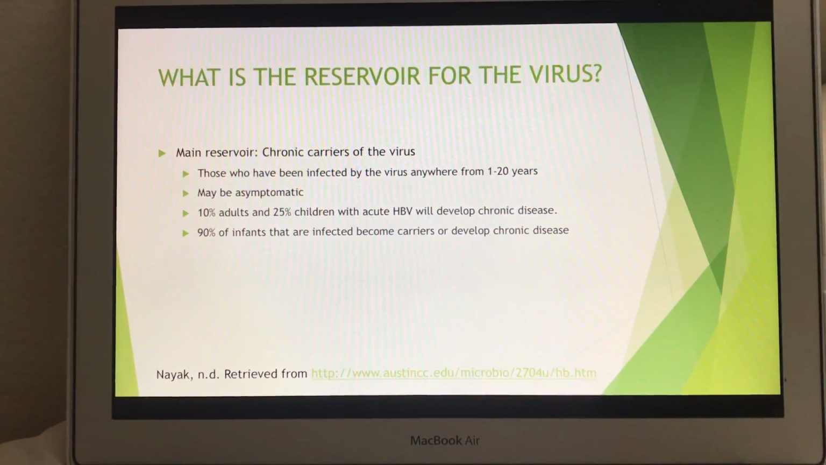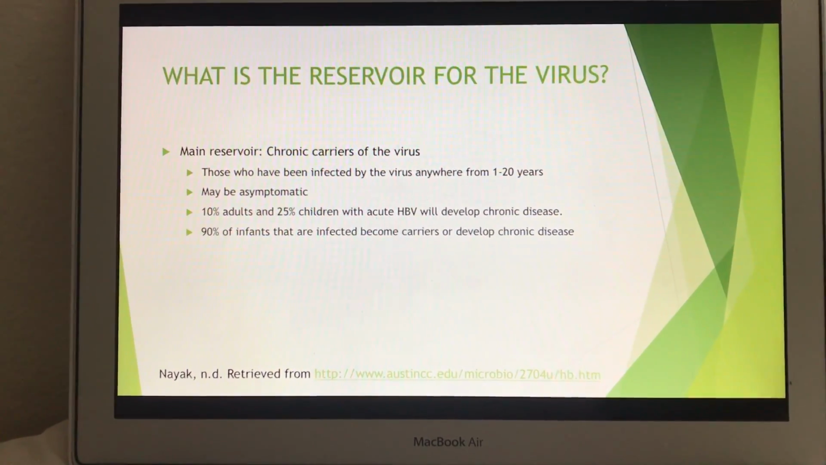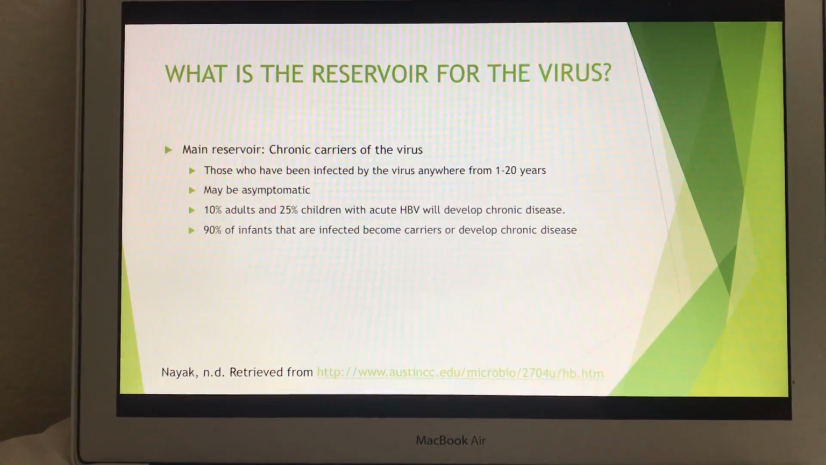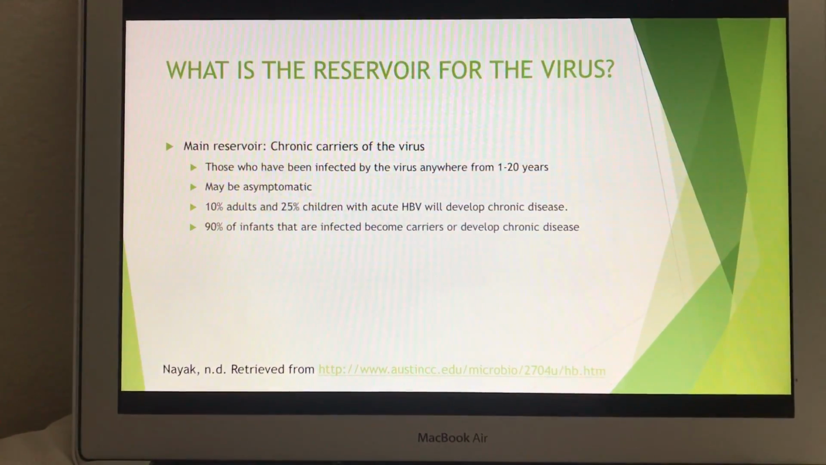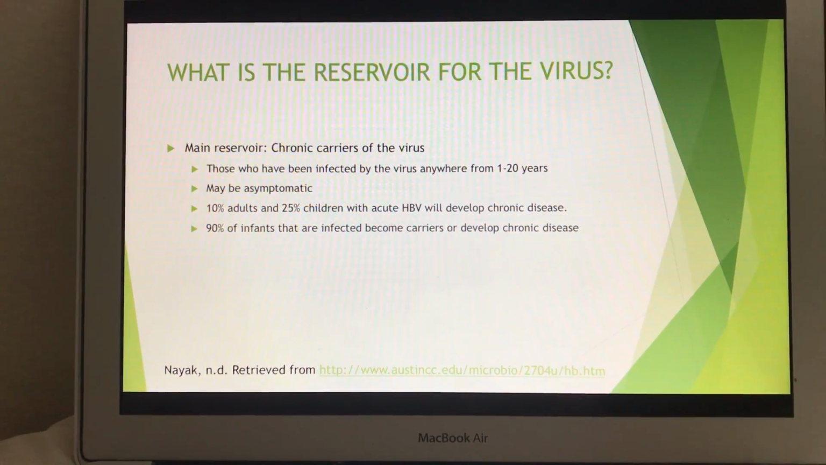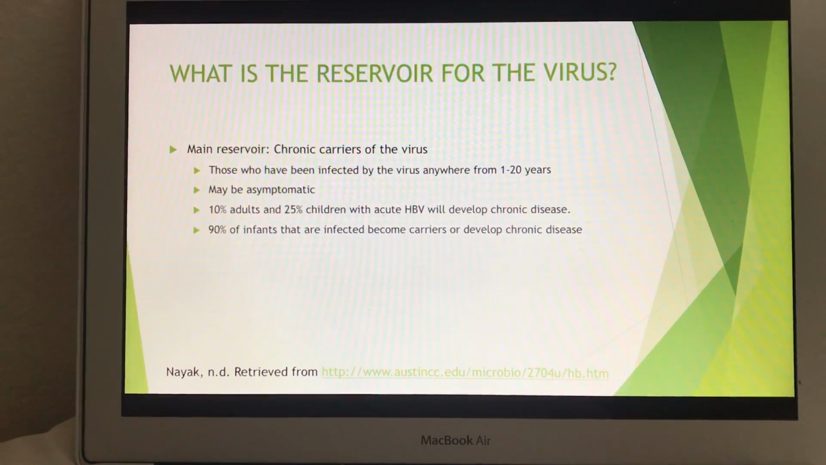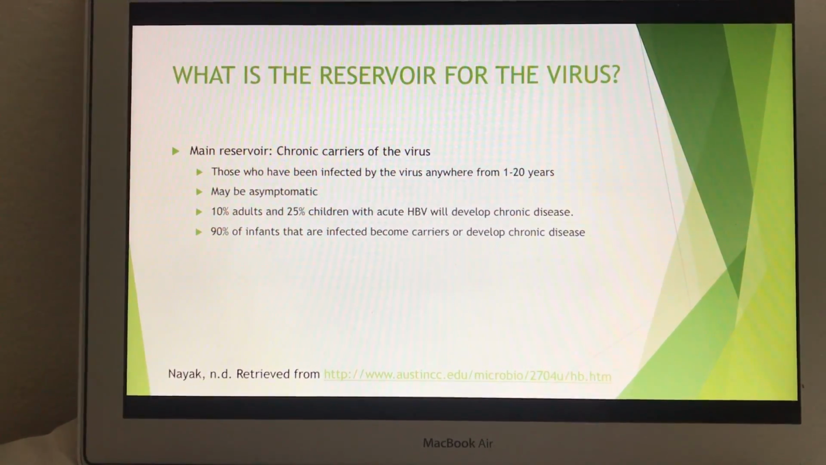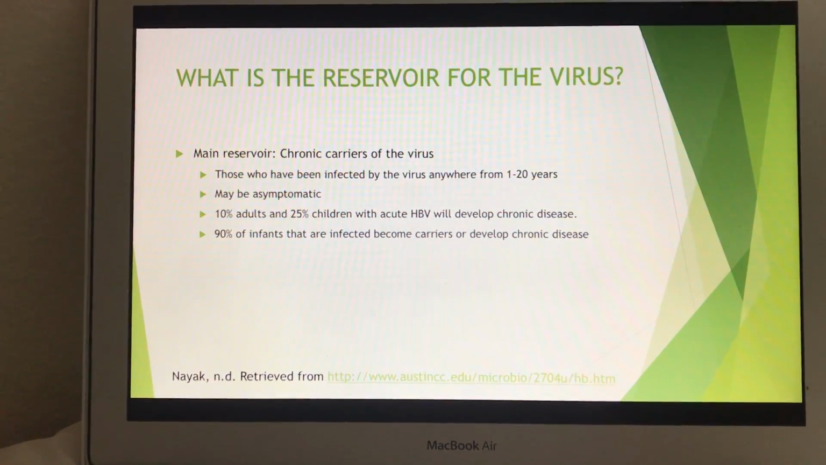What is the reservoir for the virus? The main reservoir is chronic carriers of the virus, those who have been infected by the virus anywhere from 1 to 20 years. They may be asymptomatic. 10% of adults and 25% of children with acute HBV will develop chronic disease. 90% of infants that are infected become carriers or develop chronic disease.